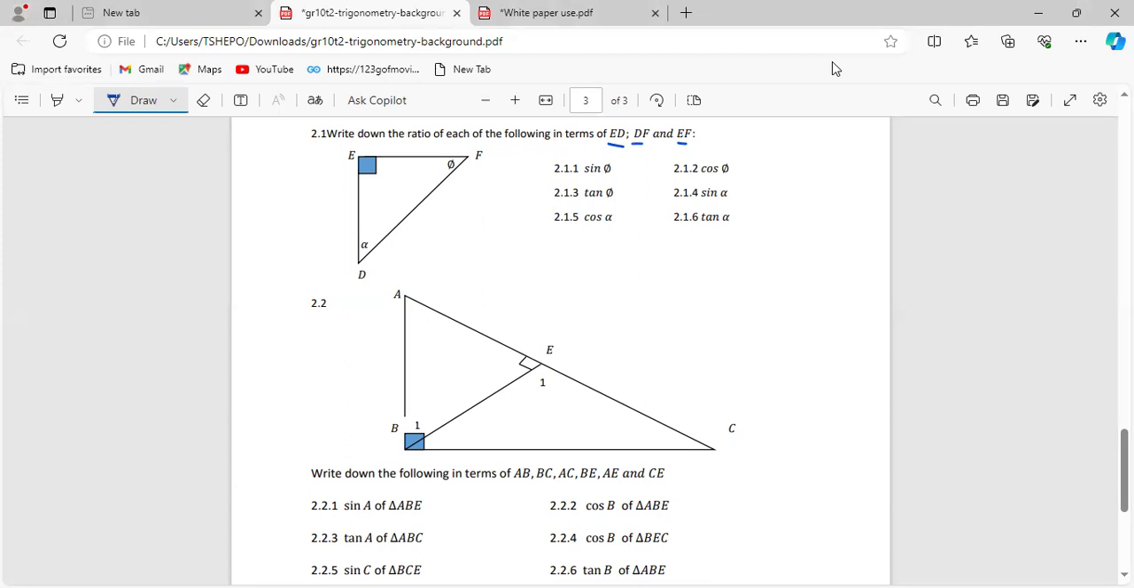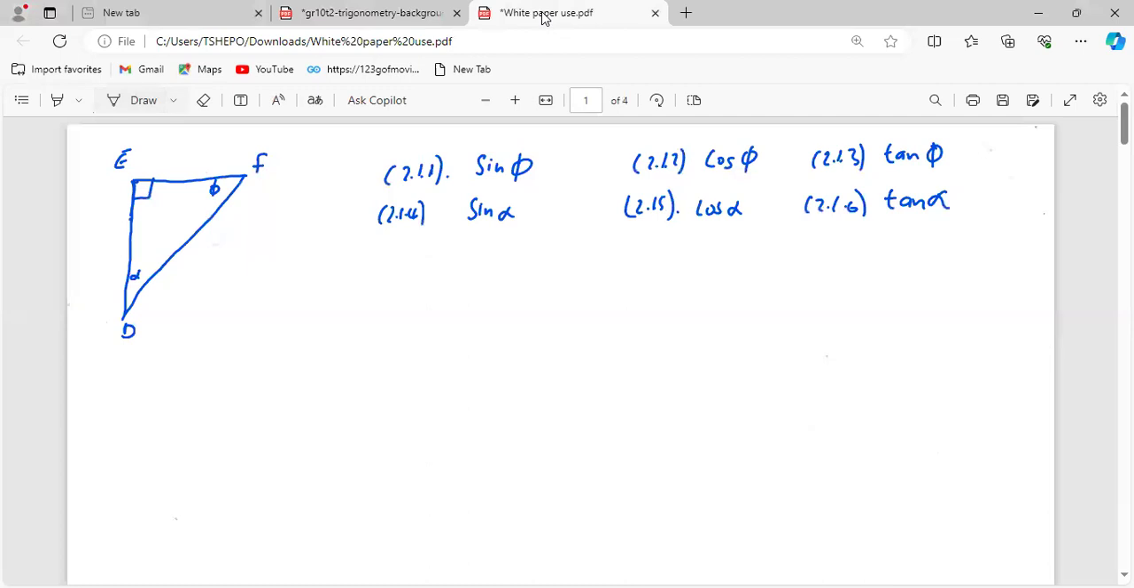And then what is given in this triangle? We are given angle alpha, and we are also given angle phi, and we have 90 degrees. So that means this is a right angle triangle. So we need to write the ratio of each of the following in terms of ED, DF, and EF. Now, in order for us to answer this question, we have angle alpha, and then we have angle phi over there. Let's try to answer question number 2.1.1. So we want to determine sine phi, right?